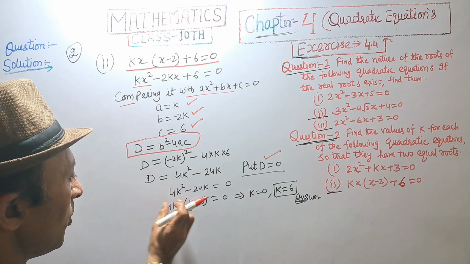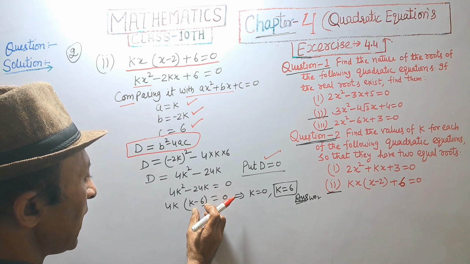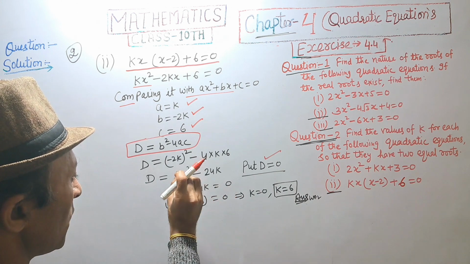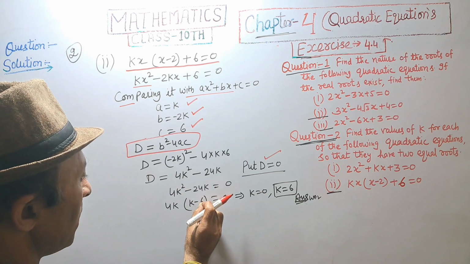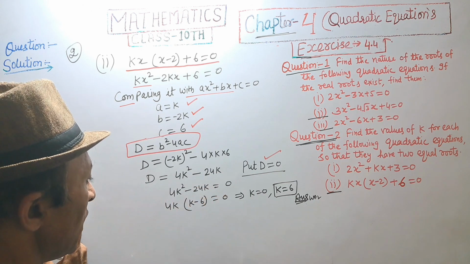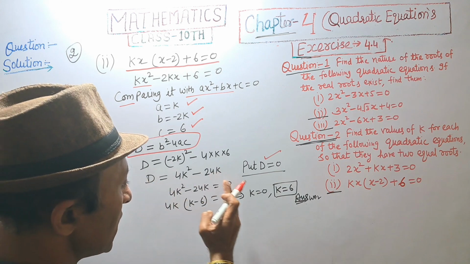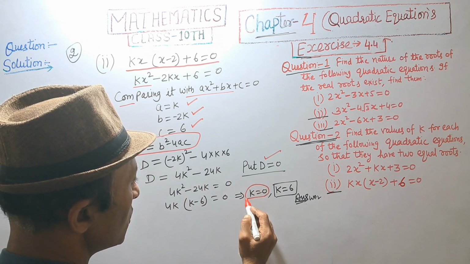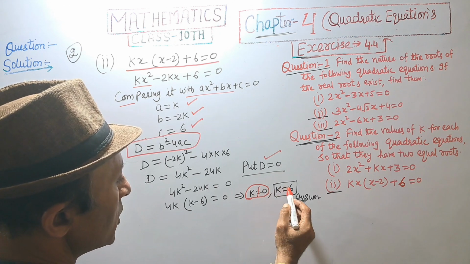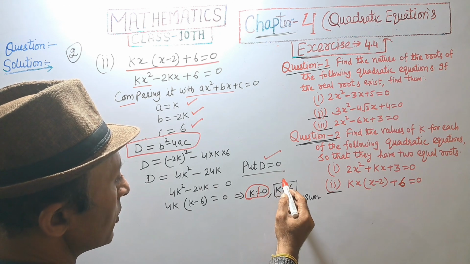Taking 4k common, in bracket k minus 6: 4k multiplied by k, that is 4k square, 4k multiplied by 6, that is minus 24k. So taking 4k common, k minus 6 equal to 0, k equal to 0, and k is not equal to 0, but k is equal to 6.